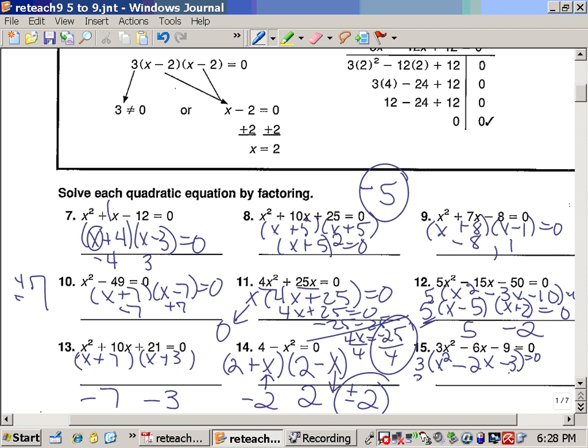Now I'm trying to think of two things that multiply to give me 3 and add to give me 2. One of them is a 3 and the other would be a 1. Since the 2 is negative, I need the 3 to be negative and the 1 to be positive. My two solutions, or x-intercepts, are going to be 3 and negative 1.